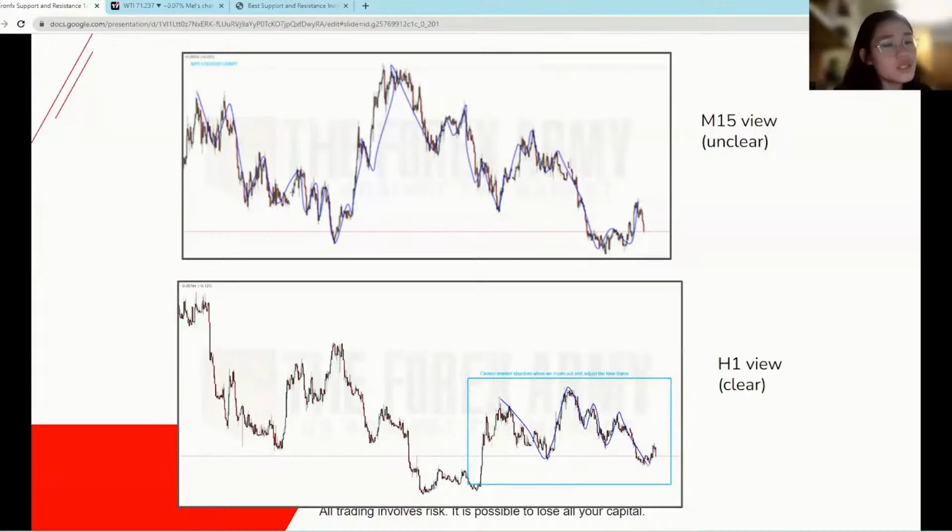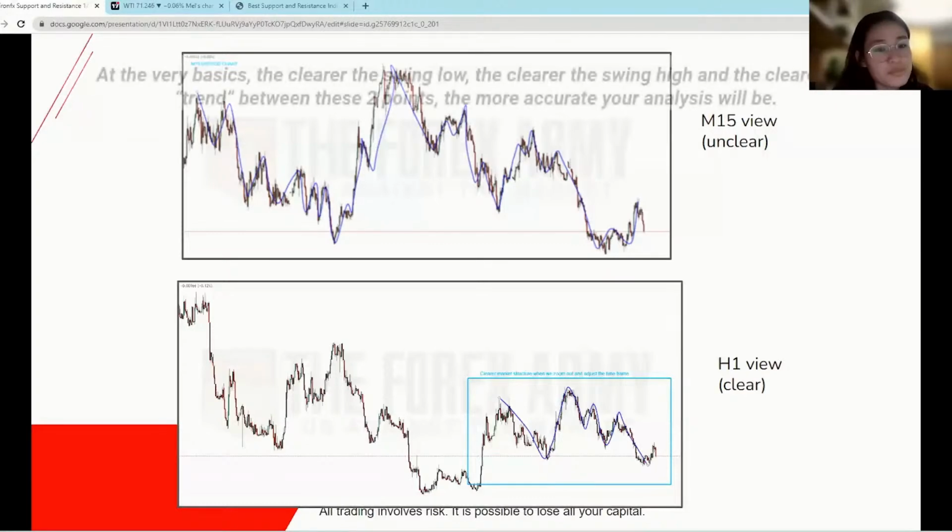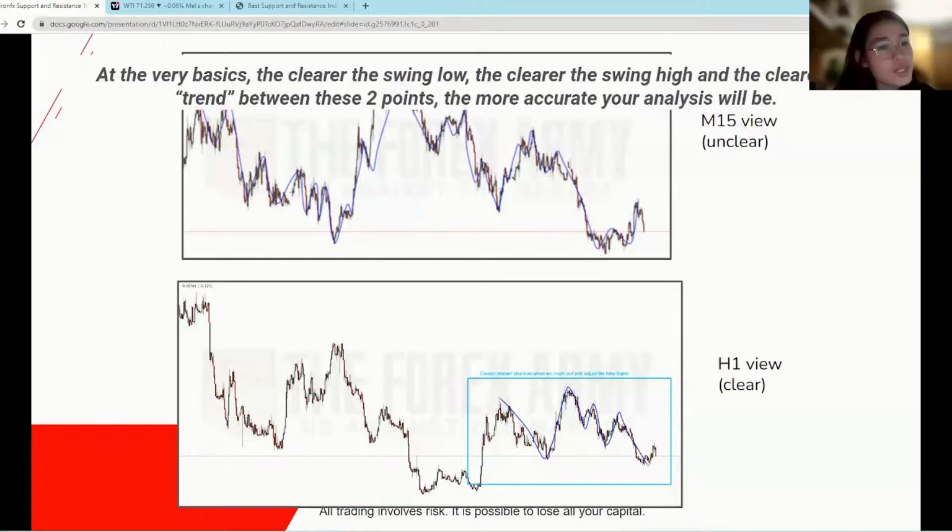Okay, so there are two criteria that you should look out for. Firstly, a clear swing low or swing high. Secondly, a clear trend between the starting and ending point. Then your Fib retracement is likely to be accurate. Even for graphical analysis, when we're talking about support and resistance levels, a clear market structure is really important. At the basics, the clearer the swing low, the clearer the swing high, and the clearer the trend between these 2 points, the more accurate your analysis will be.